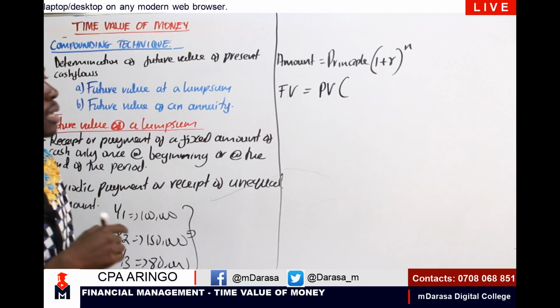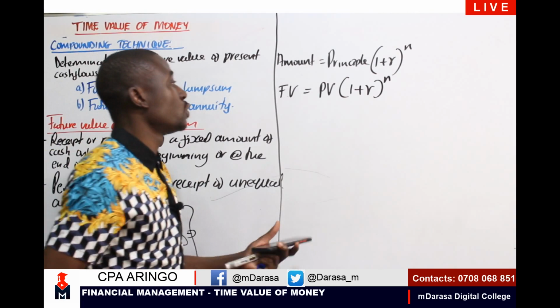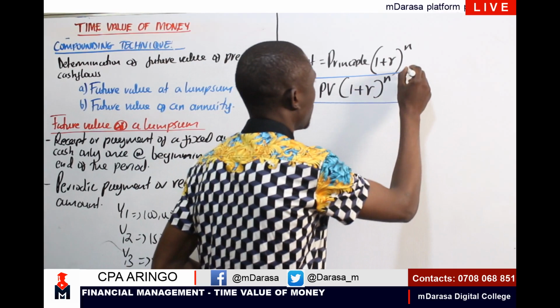We are replacing it with amount. Of course, these other things will remain the same: 1 plus R raised to power N. So clearly, this will give us the formula of future value of cash flow, lump sum. That is what we should be having.